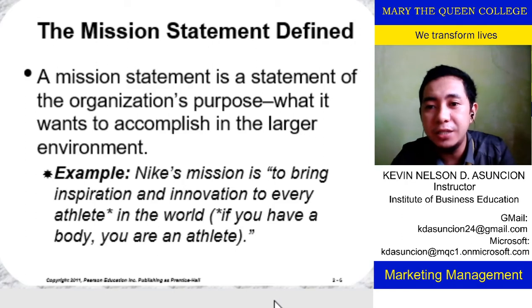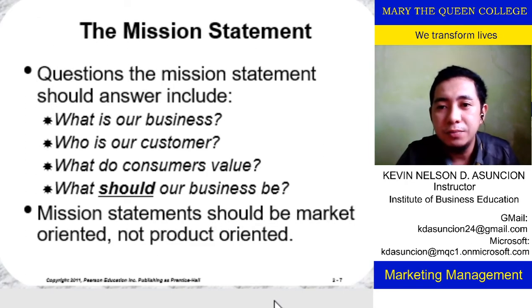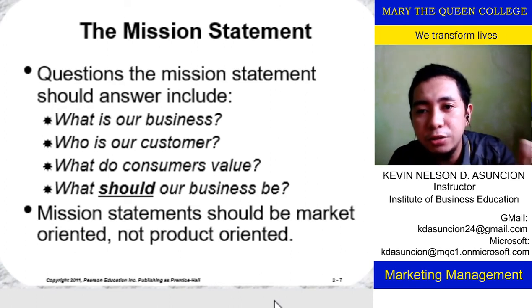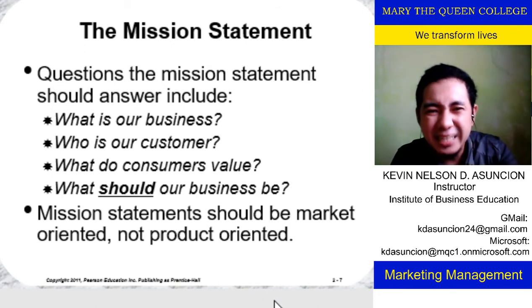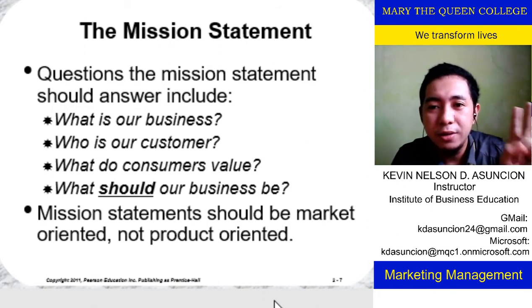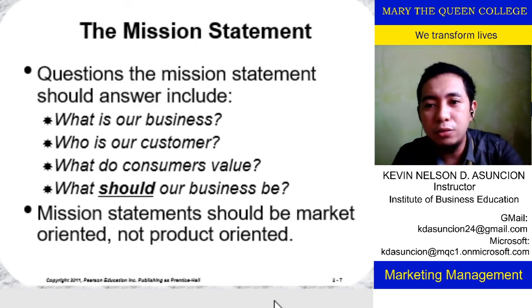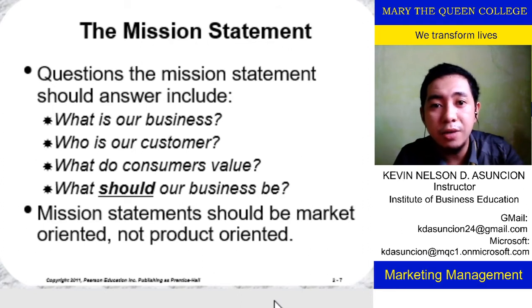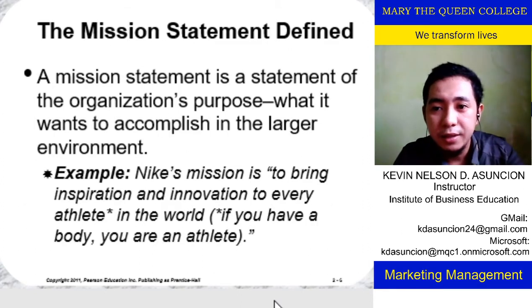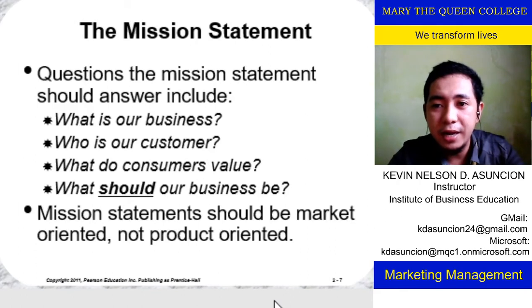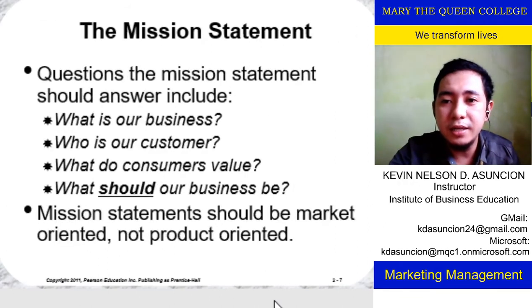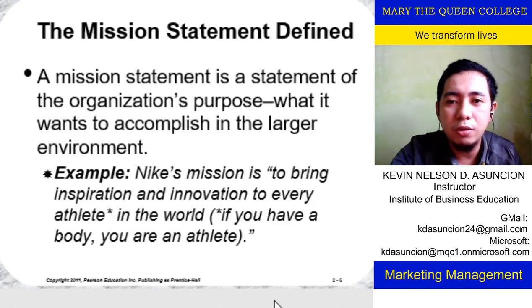How can they accomplish yung vision naman? So, the mission statement again is a question. The mission statement should answer: ano klaseng business ka? Sino customer mo? And what do consumers value? Ano yung kailangan nila? And ano yung dapat na negosyo mo? So, balikan natin. Andito ba lahat ng mga nasa questions natin sa mission statement? What is their business and who are their customers? And what do consumers value?